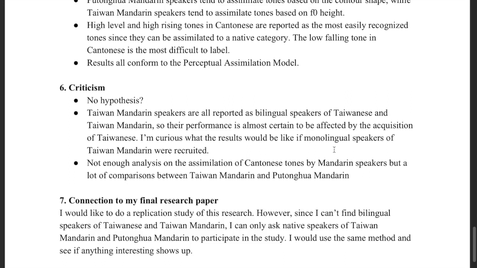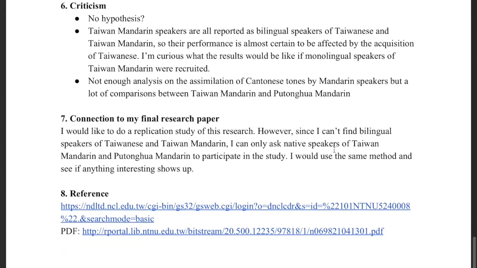Connection to my final research paper is that I would like to do a replication study of this research, but I can't find bilingual speakers of Taiwanese and Taiwan Mandarin, so I can only ask native speakers of Taiwan Mandarin and Putonghua Mandarin to participate in the study. I will use the same method and see if anything interesting shows up.